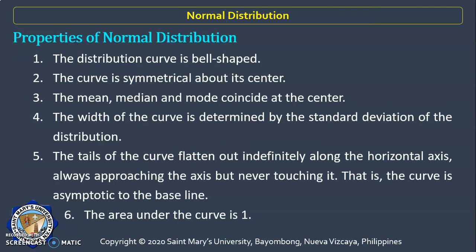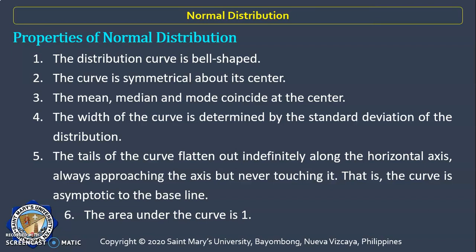Okay, so here are the properties of normal distribution. Number 1, the distribution curve is bell-shaped. Number 2, the curve is symmetrical about its center. Meaning to say, from the center, the left portion of the curve is just the mirror image of the right portion of the curve. Number 3, the mean, median, and mode coincide at the center. This means that these three measures of central tendency are equal and located at the center of the normal curve.